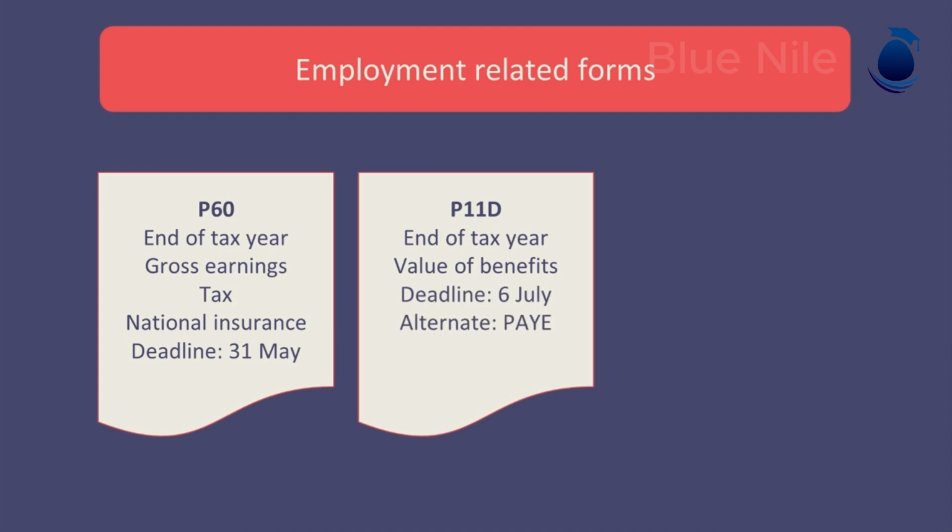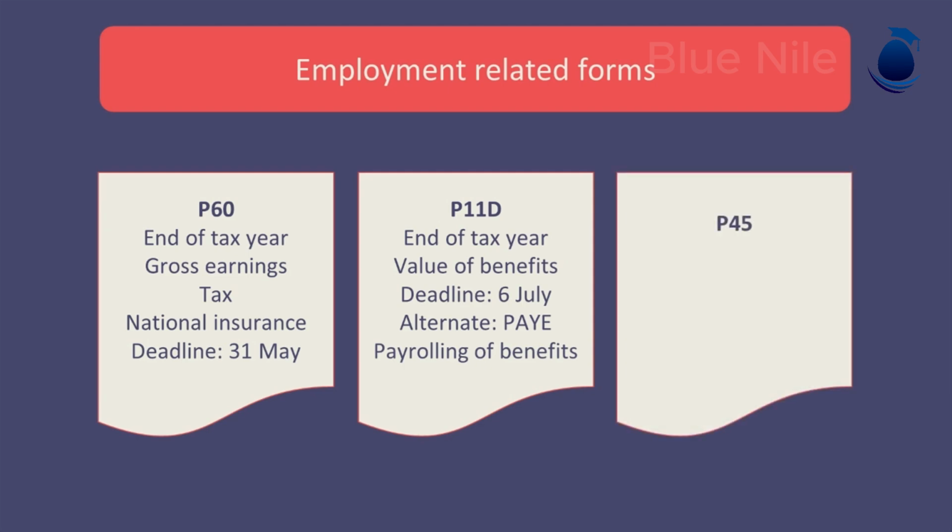Alternatively, the employer could apply to HMRC to tax the benefits being provided to the employee via the pay-as-you-earn system instead of reporting them on the P11D. This is known as payrolling of benefits. The employee therefore will pay tax on the benefits during the tax year and doesn't then have to report them on their tax return. The employer therefore would not need to include the benefit on a P11D.